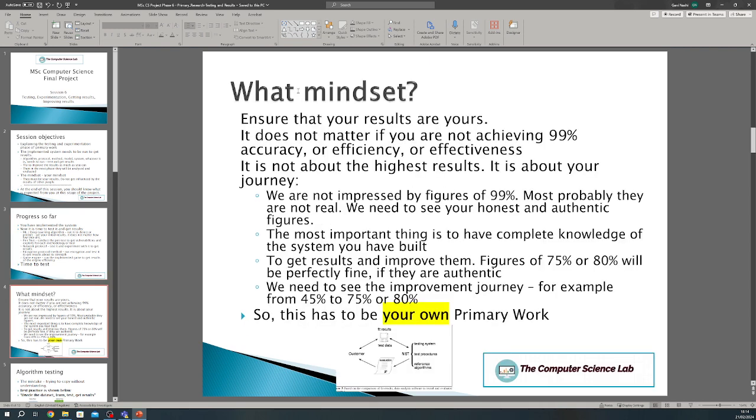Again, as we said, we cannot emphasize this enough. Your mindset is extremely important, because you have to put yourself in the shoes of a professional doing the work for an imaginary client, and then what does this client want from you? They want your results. That's why you have to ensure that your results are yours. It does not matter if you are not achieving 99% accuracy or efficiency or effectiveness. As you can see here, we are not impressed by figures of 99%, 100%, 99.99999%. No.